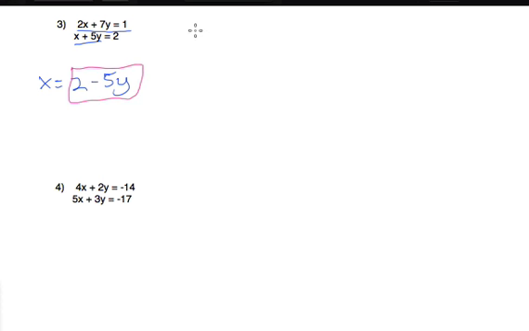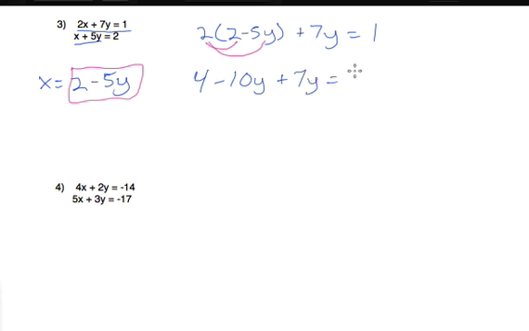I'm going to write 2 times whatever x equals plus 7y equals 1. 2 times what does x equal? 2 minus 5y. Then I'm going to distribute properly. A lot of you are forgetting how to do that. 2 times 2 is 4. And then positive 2 times negative 5y is negative 10y plus 7y equals 1.